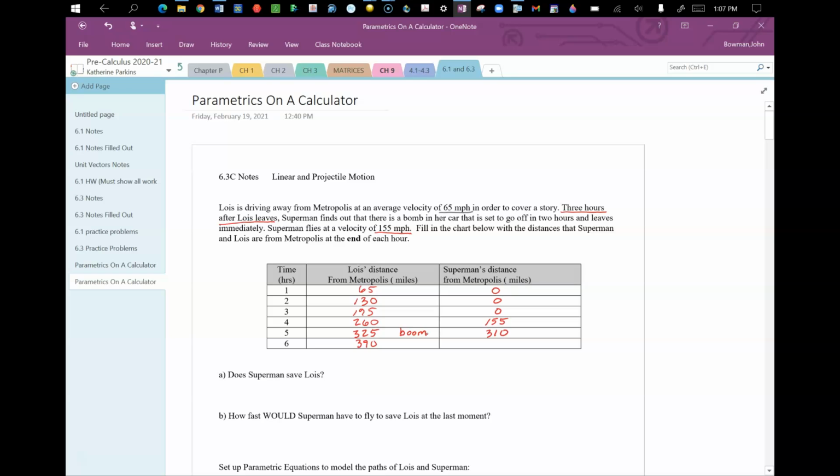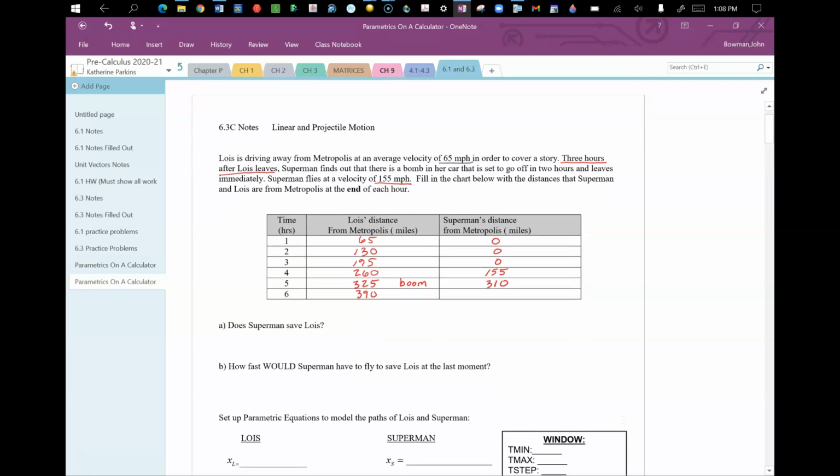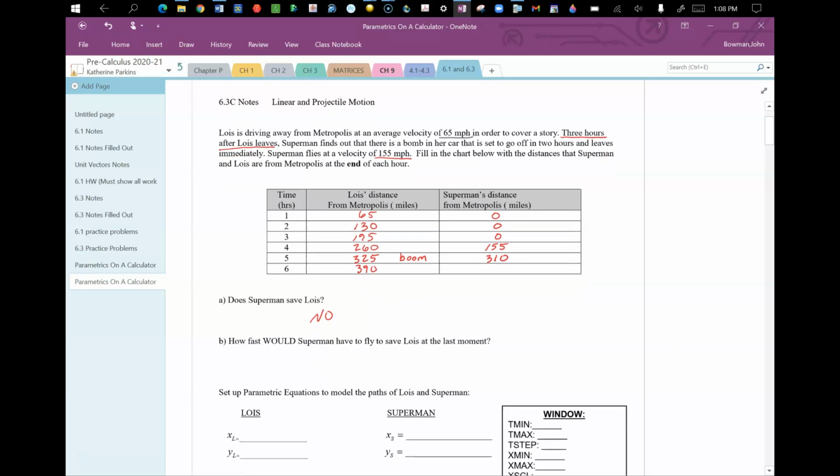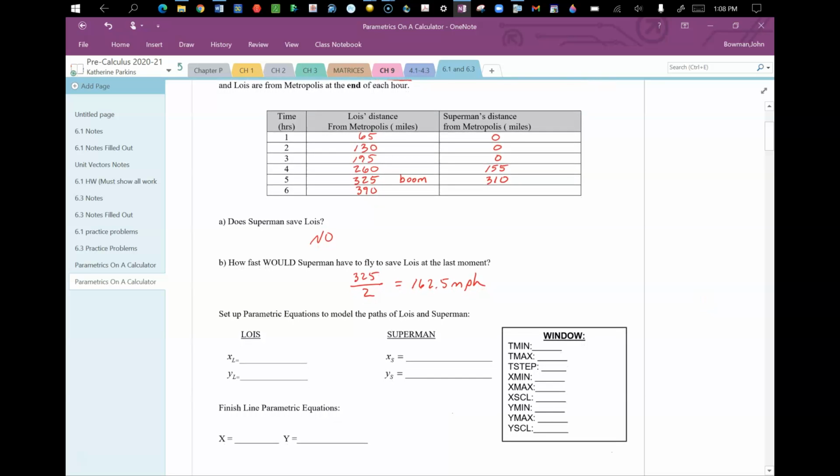Unfortunately, Superman was not flying at his full capacity, so he did not quite make it to Lois in time to save her in this scenario. So, no, he does not save Lois in this scenario. How fast would he have to fly to save Lois at the last moment? Well, he would have to fly 325 miles over a 2-hour period, and that would be 162.5 miles per hour.